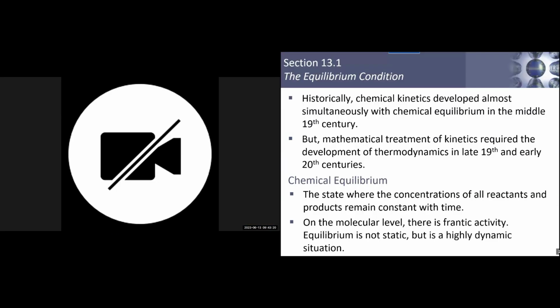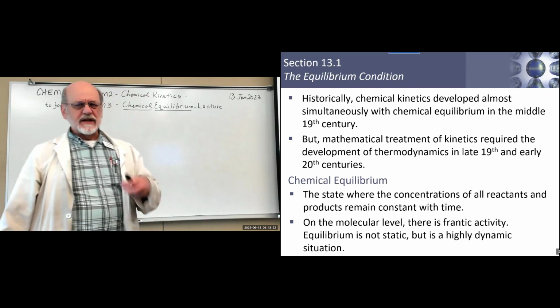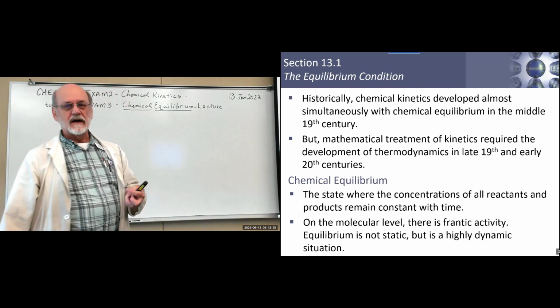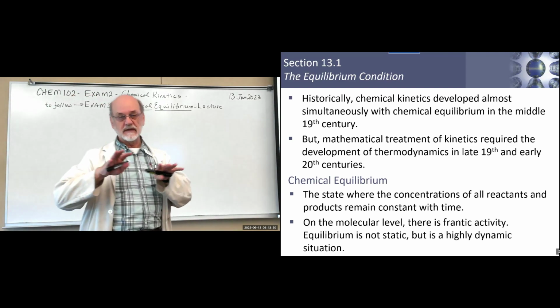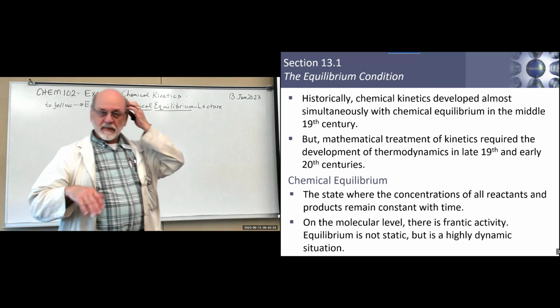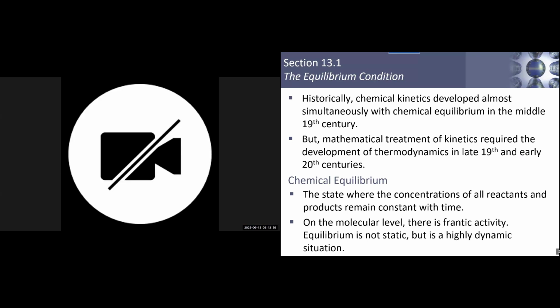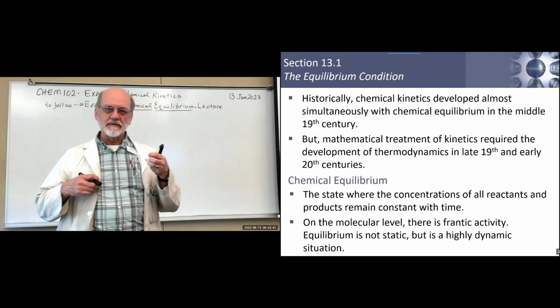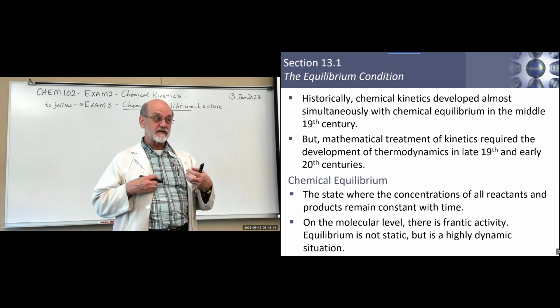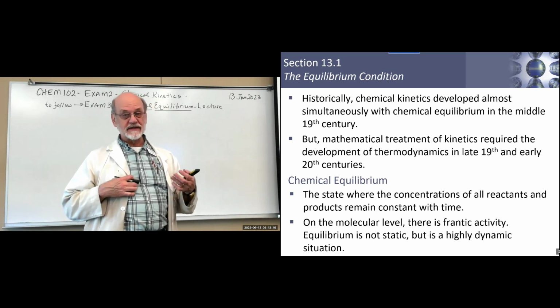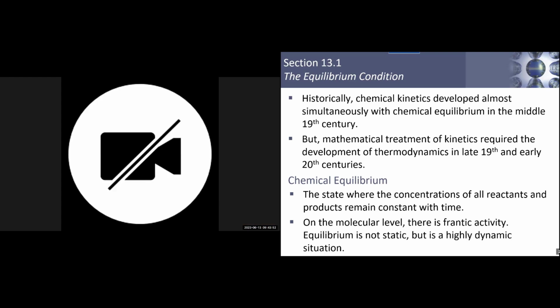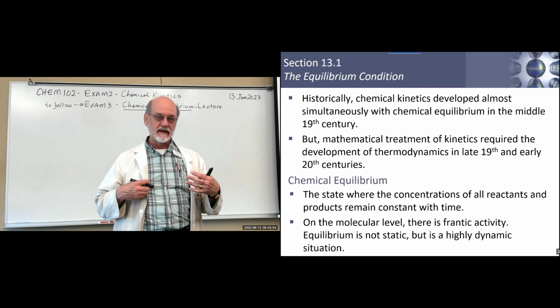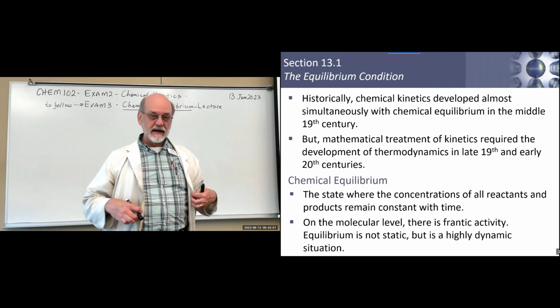Let's see if I can make sense of that. Well, let's look at a little history first. The two, kinetics and equilibrium, developed almost simultaneously in the 19th century. But the mathematical treatment of kinetics required some more advanced math that didn't develop quite as quickly. Equilibrium, they were able to understand it mathematically earlier than kinetics.